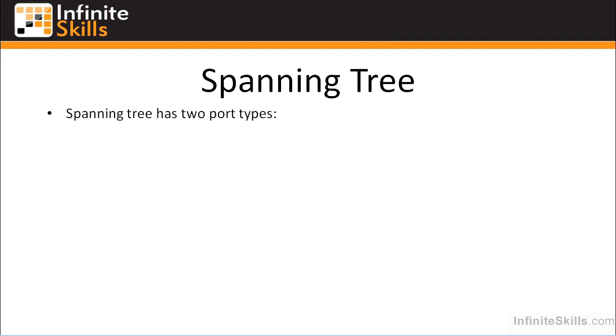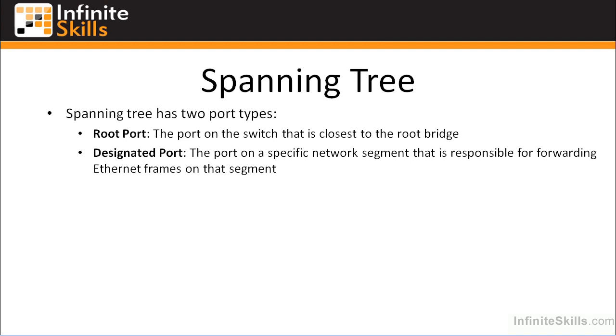Spanning Tree has 2 basic port types. We have the root port, and that is the port on the switch that is closest to the root bridge. And again, I've got a network diagram here in just a little bit. It'll make a lot more sense. The designated port is the port on a specific network segment that is responsible for forwarding Ethernet frames on that segment. So you might ask yourself, well, in a network where everything's connected to everything else at some level, how do you know which one's a root port, which one's a designated port, and so on and so forth?